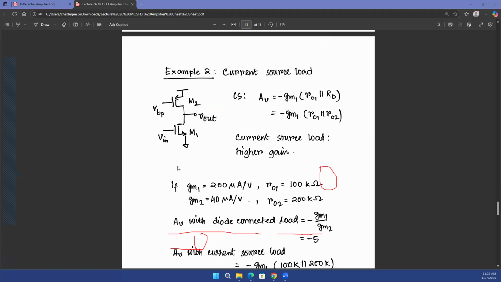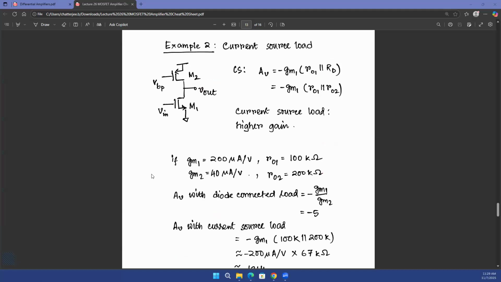The solution should be very simple. You already know about it. The diode connected load presents a drain resistance of 1 upon gm. But if you don't have a diode connected load, it's RO. Right? RO is much higher than 1 upon gm.